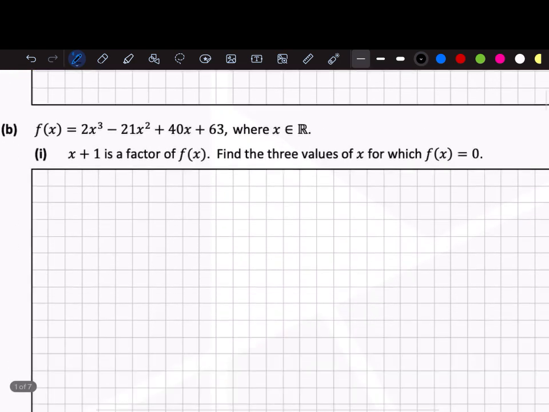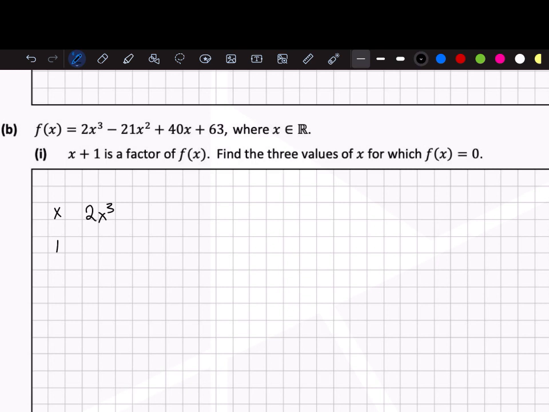Part B. f of x is equal to 2x cubed minus 21x squared plus 40x plus 63. x plus 1 is a factor of f of x. Find the three values of x for which f of x is equal to 0. So this is going to be a division one. So we can start off with the 2x cubed, and then we have to divide by x and multiply by 1.